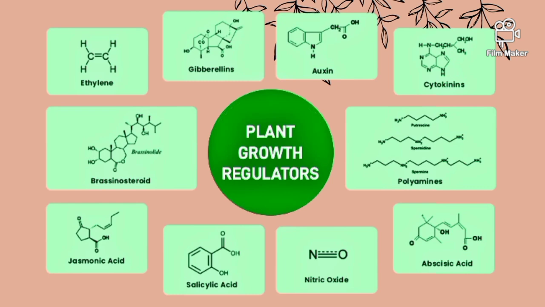There are, however, other very important growth regulators. These include ethylene, polyamine, salicylic acid, nitric oxide, and so on. All these hormones put together help to regulate growth in plants.